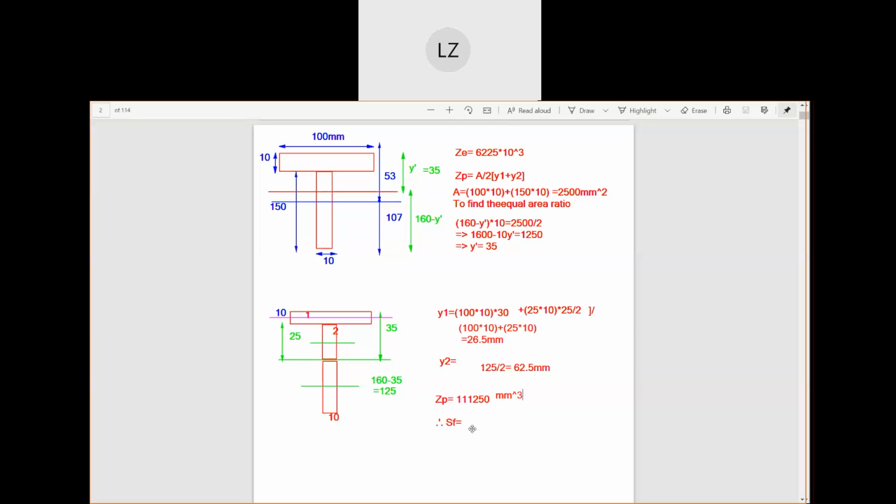We are doing now the shape factor of the T section, right? It will be easy for you. I think you can find out the shape factor of any I section. The I section is symmetrical. This one was a little bit different, unsymmetrical. That's why I had showed you this one.